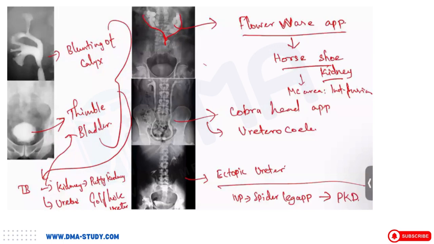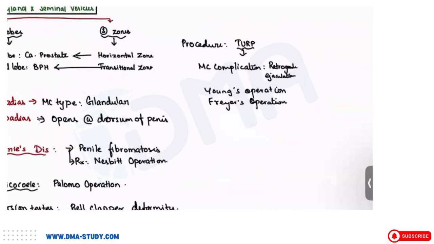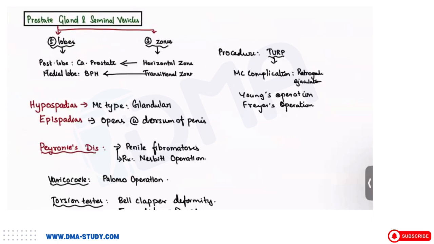Okay, we do the Rolsing operation for that. That is not necessary. Apart from that, you may see the prostate gland and the seminal vesicle. Speaking about the prostate gland, you may see 5 lobes and 3 zones. The posterior lobe is associated with cancer prostate, and the medial lobe is associated with BPH.